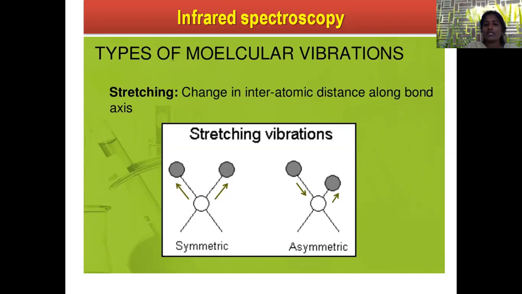Again, these stretching vibrations are of two types. One is symmetric stretching, the second is asymmetric stretching. Symmetric stretching is when the bond length is changed in one direction only, either outside or inside. If the bond length is varied in both directions, that is called asymmetric stretching. One is elongating outside, the second is compressing inside. Those two different orientations are called asymmetric stretching.